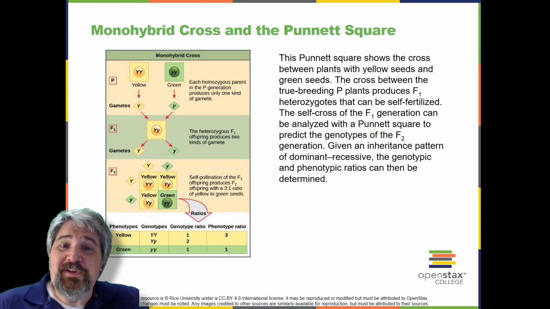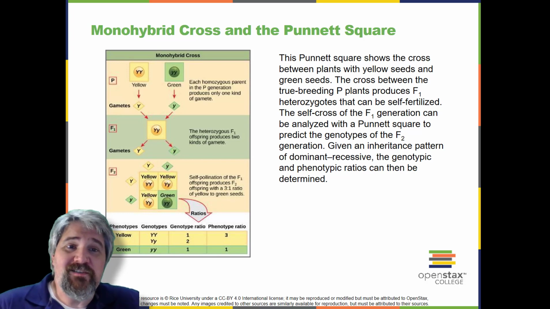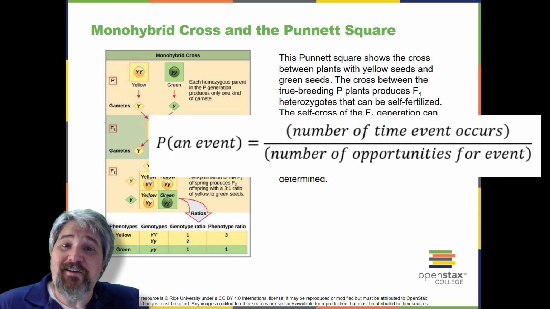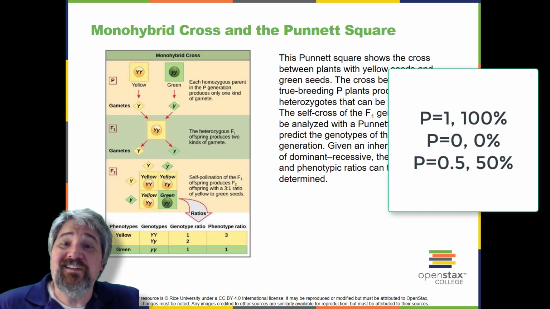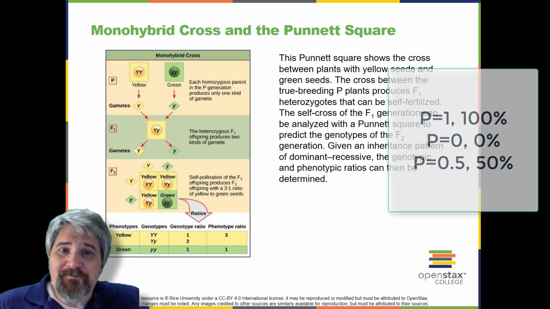The result of Mendel's research can be explained in terms of probabilities, which are mathematical measures of likelihood. The probability of an event is calculated by the number of times that event occurs divided by the total number of opportunities for the event to occur. A probability of 1, 100%, for some event indicates that it is guaranteed to occur, whereas a probability of 0, 0%, indicates that it is guaranteed to not occur, and a probability of 0.5, 50%, means it has an equal chance of occurring or not occurring.